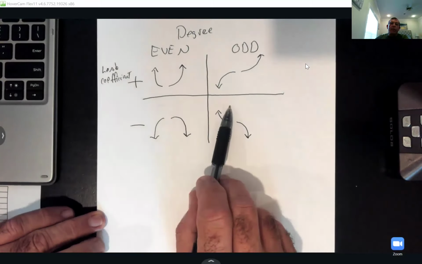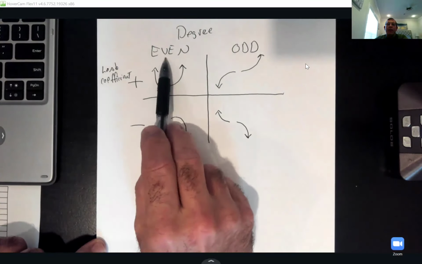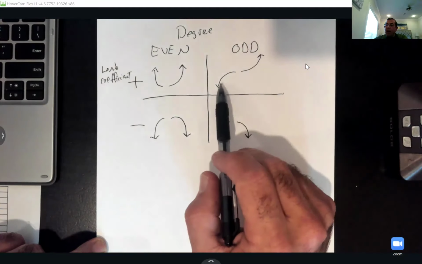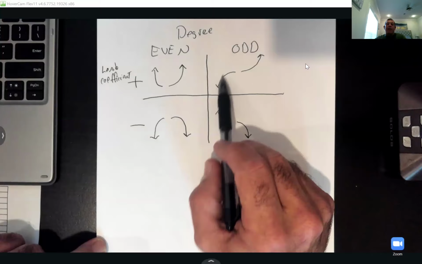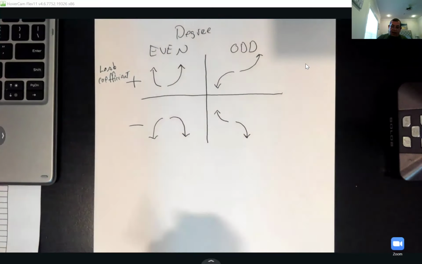So we're going to have four choices on this. Even and positive, both ends are up. Even and negative, both ends will go down. Odd and positive, it'll go uphill left to right. Odd and negative, it'll go downhill left to right.